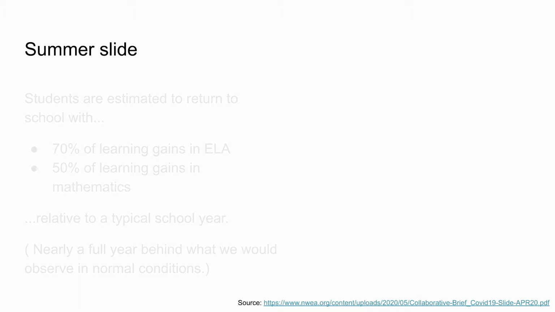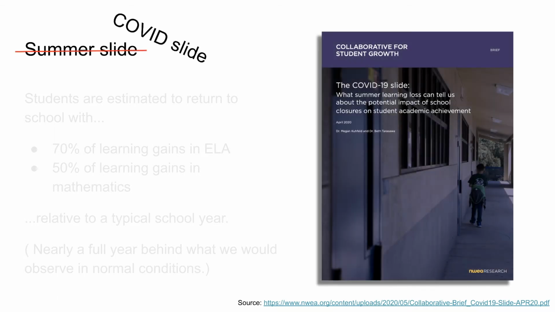Now, first off, we know about the summer slide. The summer slide has been a long-studied phenomenon that students return to school from an extended summer break, having retained less than what they used to know on the last day of school before summer break. So that's the summer slide. We're going to use that information and apply it to what we're going to call the COVID slide, given the fact that it's an extended, longer break than a typical summer break, right?